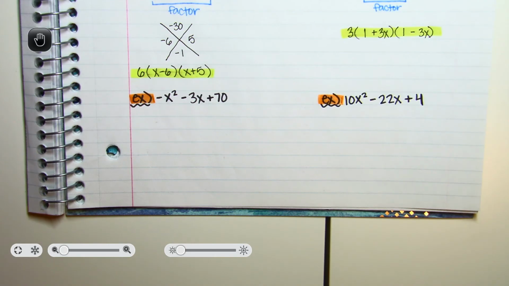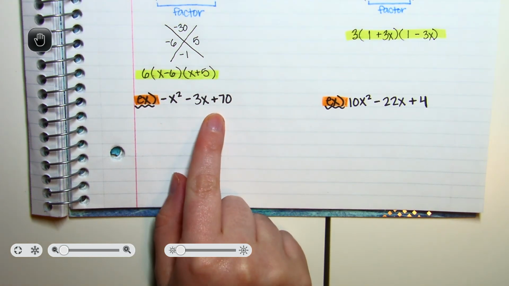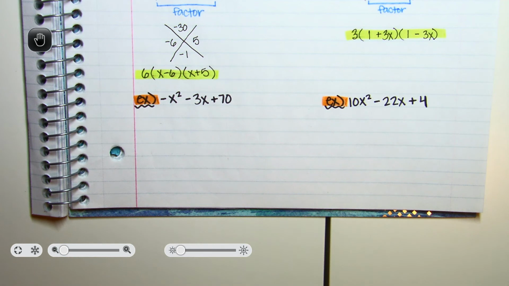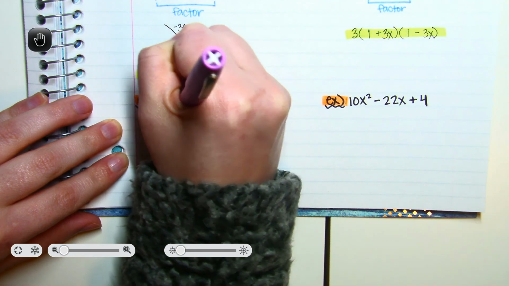All right, let's look at a couple more examples. So next example, first we ask ourselves, is there a GCF? Good, there is not a GCF per se, but the A value is negative. So A is negative.